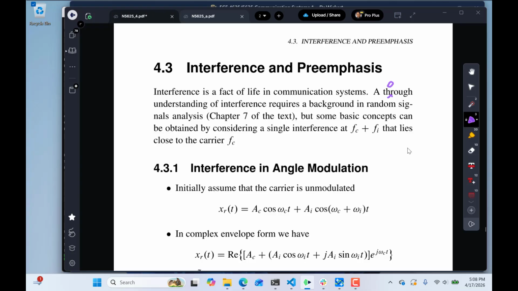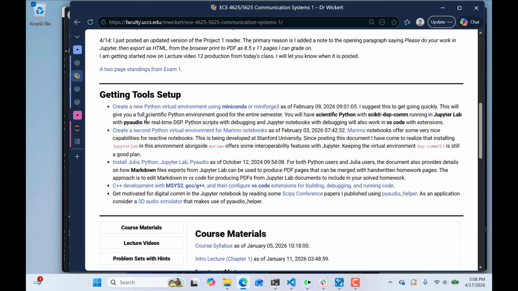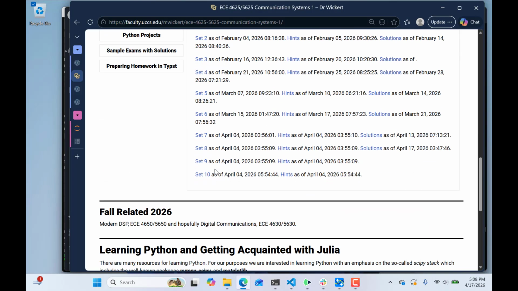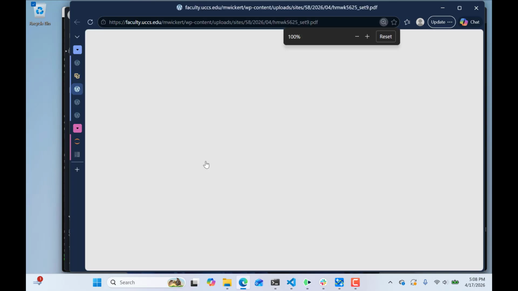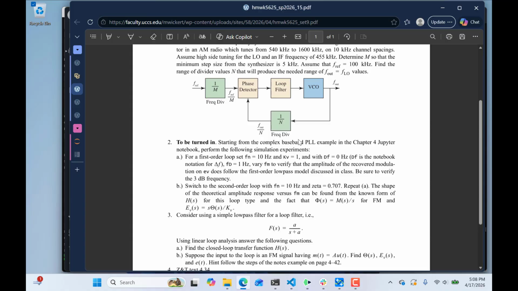And the reason why I'm going to look at that simulation is because it's part of the next homework assignment. So if we go look at set number 9, there's a question on frequency synthesis in here, very simple, but my emphasis right now is to just talk a little bit about problem number 2.